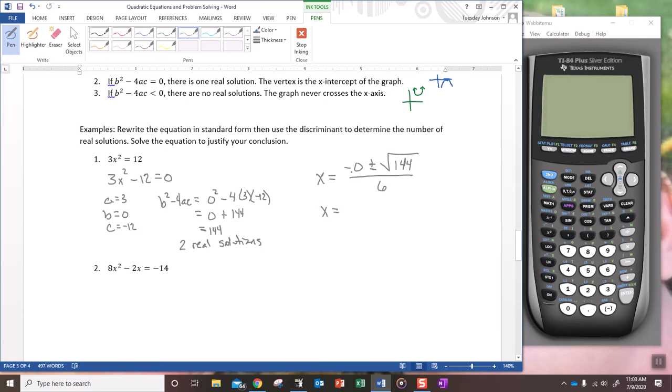Okay, so this is 0. Plus or minus the square root of 144 is 12 all over 6, which is plus or minus 2. So if we were to graph this, we would find that our x-intercepts are at plus and minus 2.